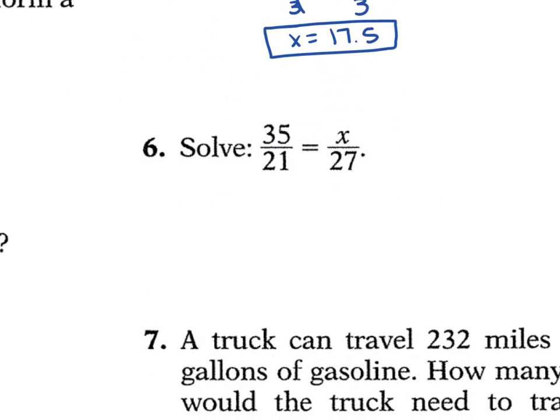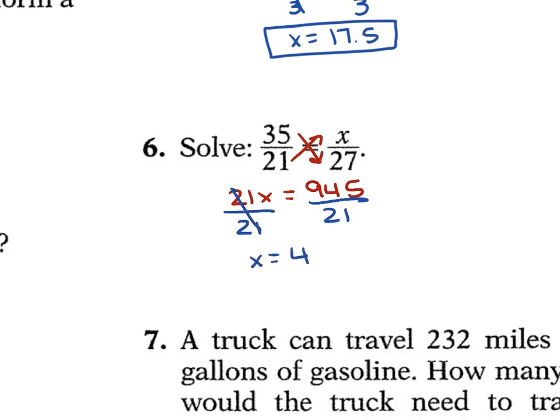For 6, we have 35 over 21 is equal to x over 27. So again, we're going to cross multiply. So 21x is equal to 35 times 27, which is 945. We divide by 21. So x is equal to 45.